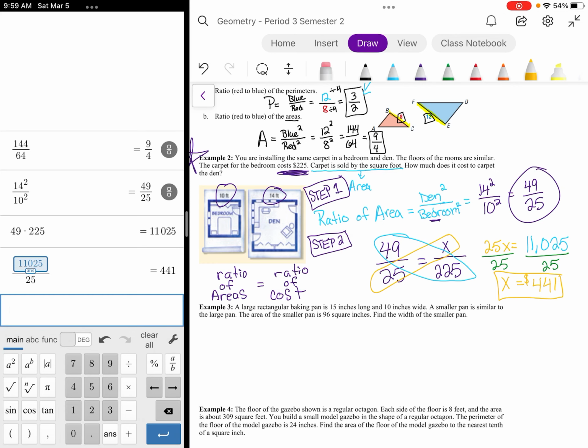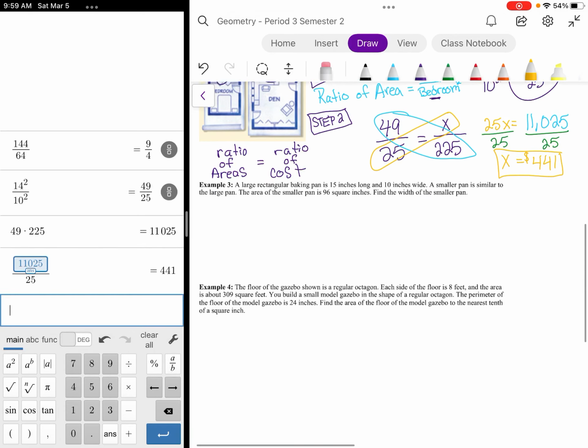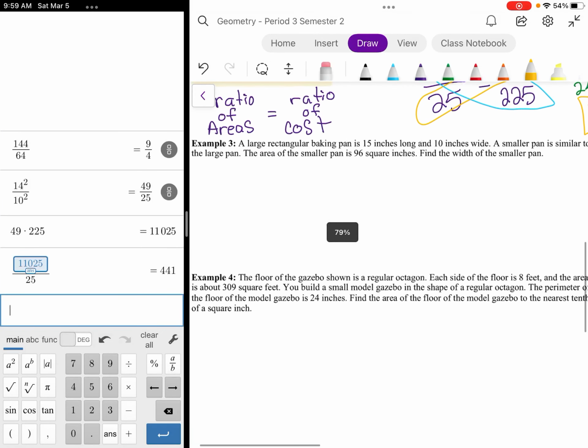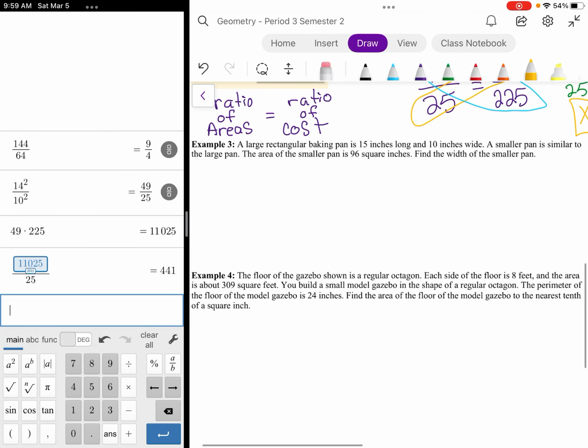Okay, moving on to our next example. A large rectangular baking sheet is 15 inches long and 10 inches wide. A smaller pan is similar to the large pan. The area of the smaller pan is 96 square inches. Find the width of the smaller pan.